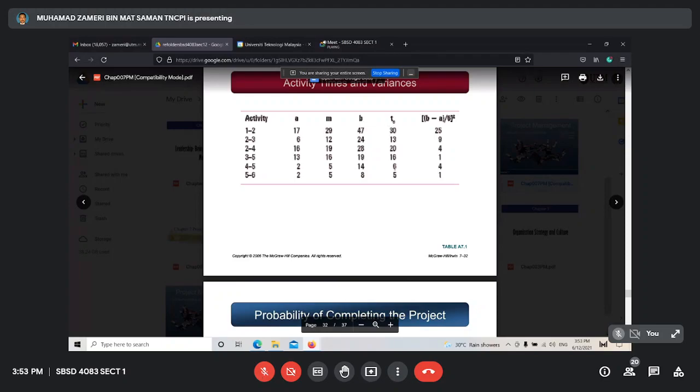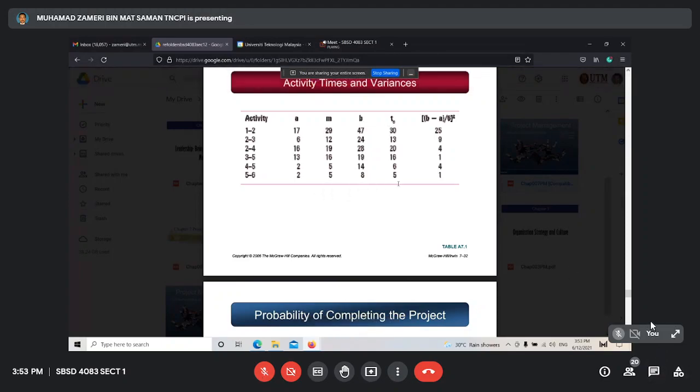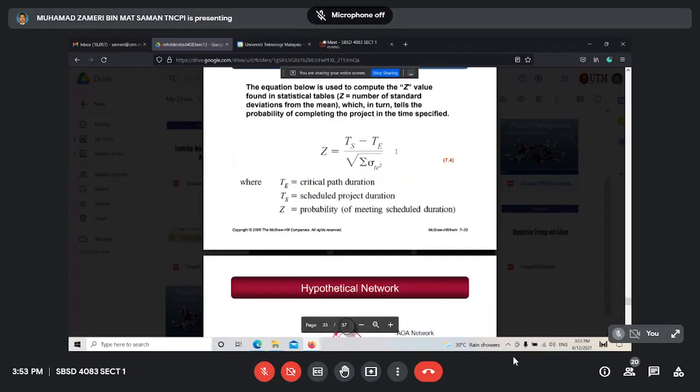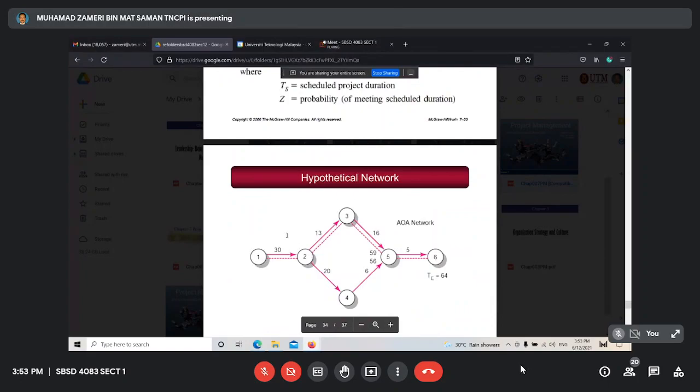Here, TE is like I taught you in chapter 6. It has one value only. Let's say activity A is 10 days, so 10. This is the TE that represents A, M, and B. So the formula is A plus 4M plus B, divided by 6, to get TE. Okay, you understand? Class? Yes, Doctor. Okay, all right. So this is the example just now.